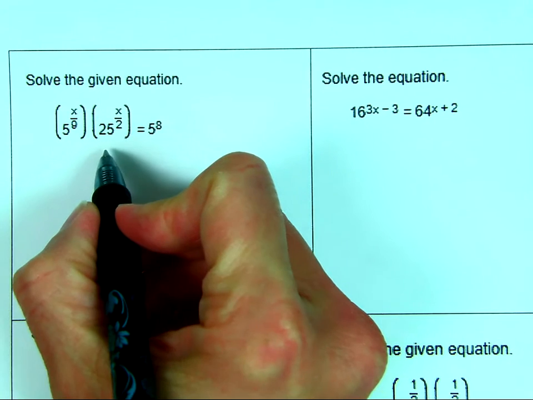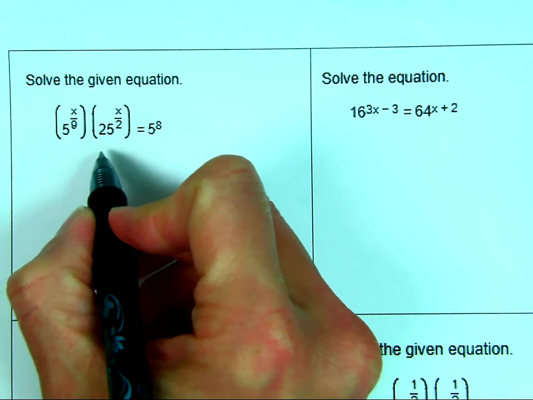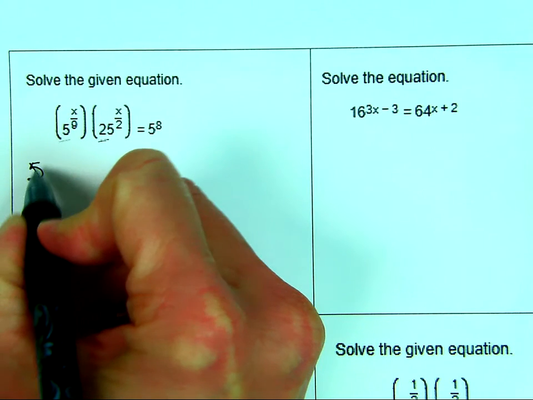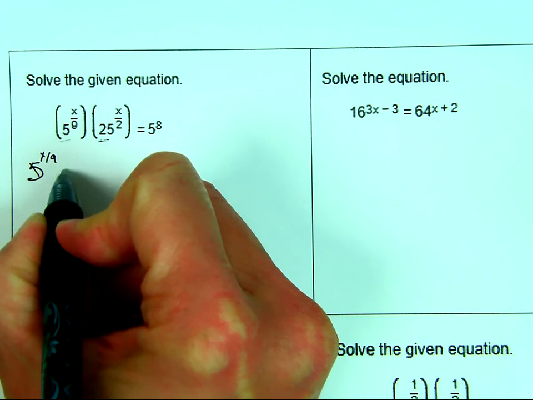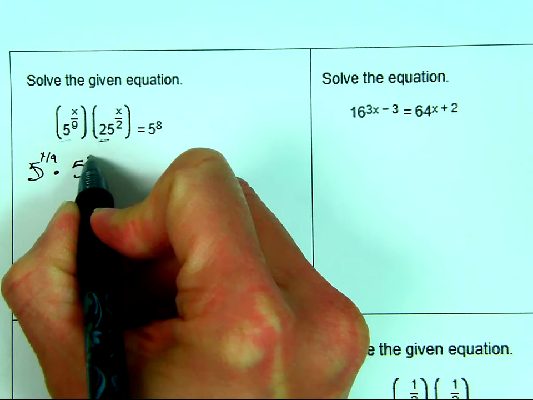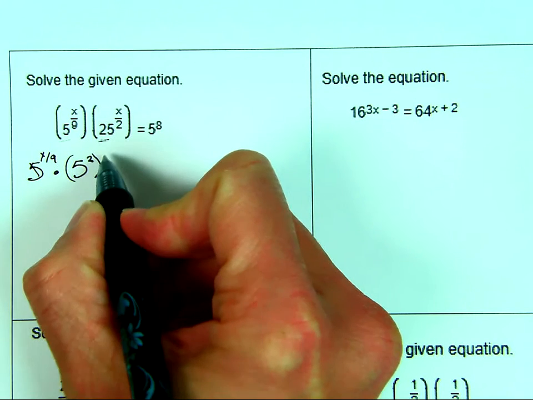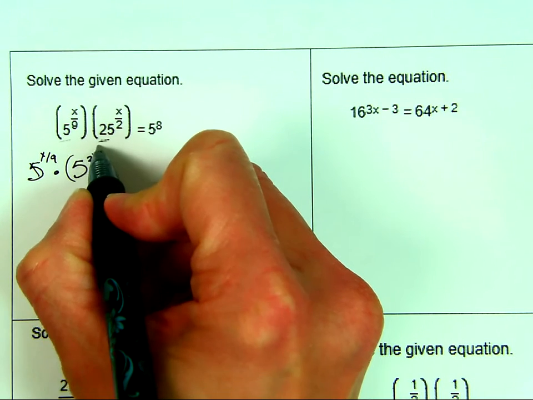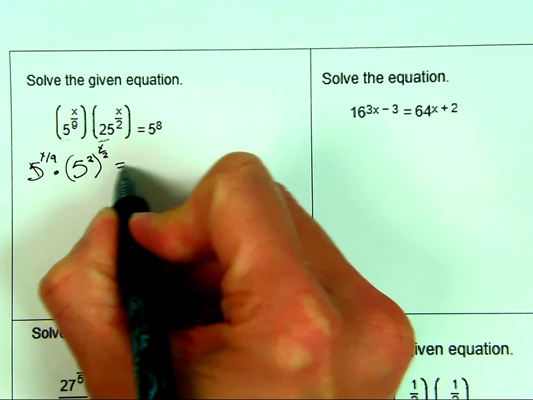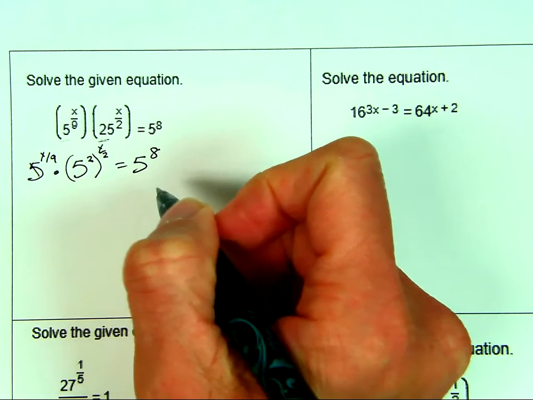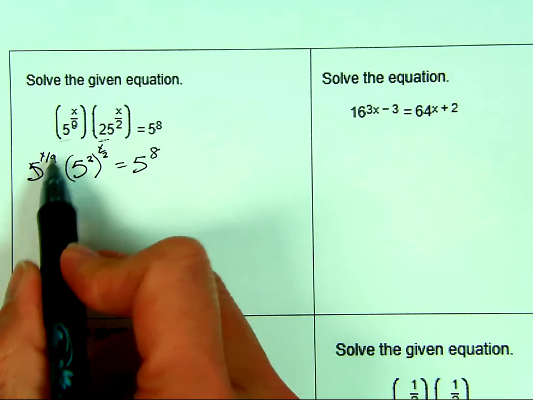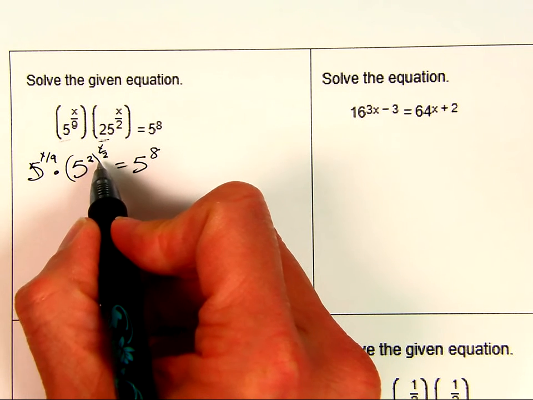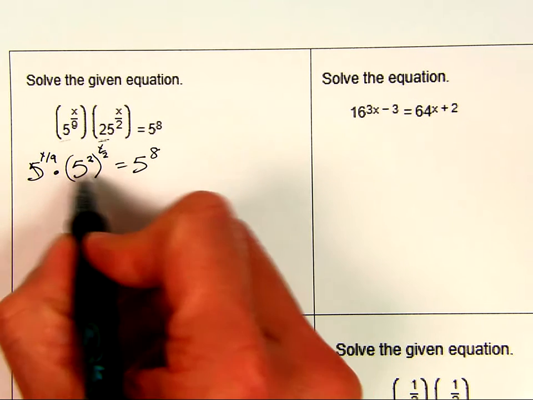So the first thing I do is change it, because I can't use my exponent rules until the bases are the same. So I'm going to rewrite this one, 5 to the x over 9 times 5 squared. Now 5 squared is 25, so I didn't change the number, I just changed how it looks so it has the same base. And then I'm going to say x over 2 equals 5 to the 8th. And now if the bases are the same, I can add the exponents. But first, I need to clean this up a little bit, because this is my power rule.